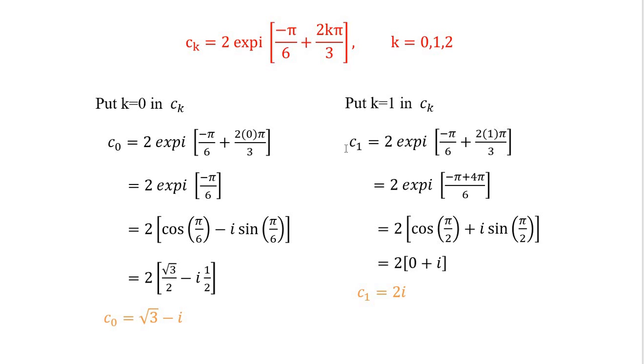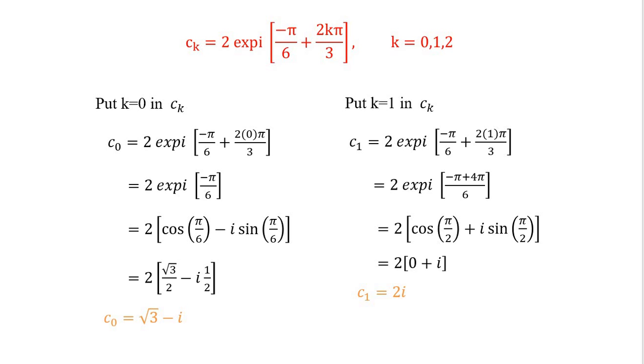Similarly, we find C1. Put k equal to 1 in Ck. We get the exponential of i into minus pi by 6 plus 2 pi by 3. Now we take the expansion: cos pi by 2 plus i sin pi by 2. What is the cos pi by 2 value? 0. What is the sin pi by 2 value? 1. Therefore C1 equals 2i.